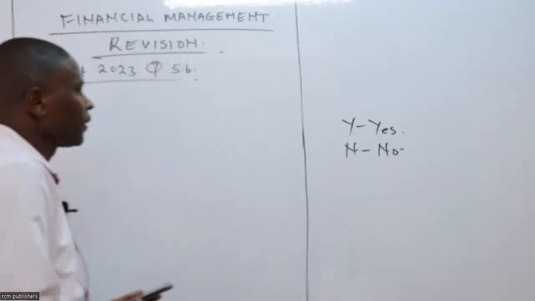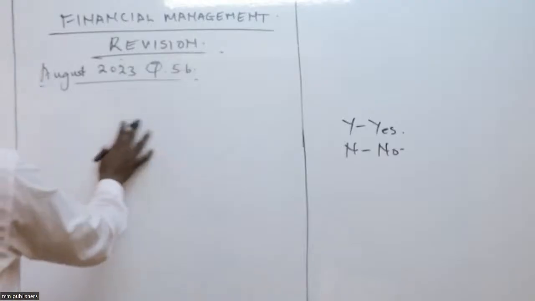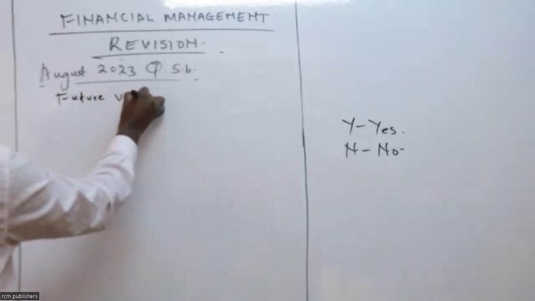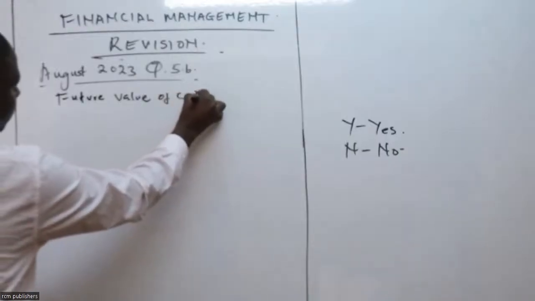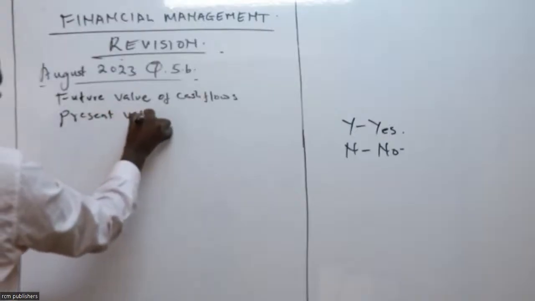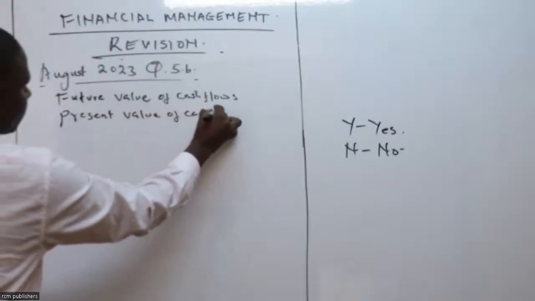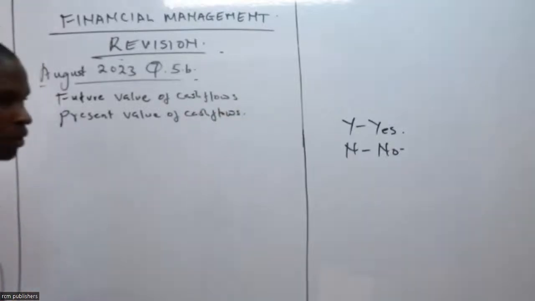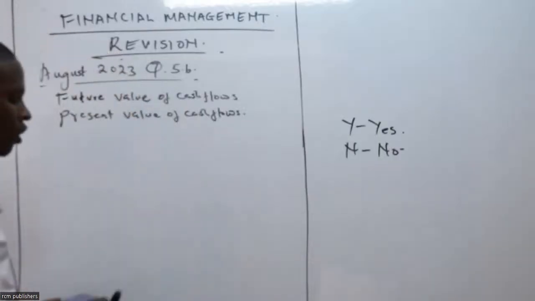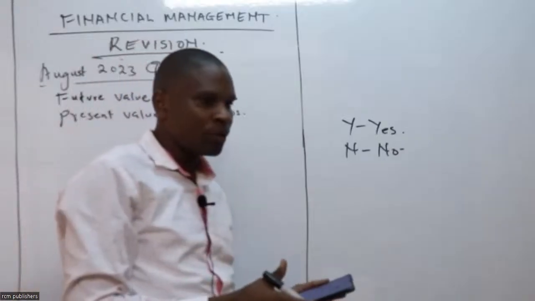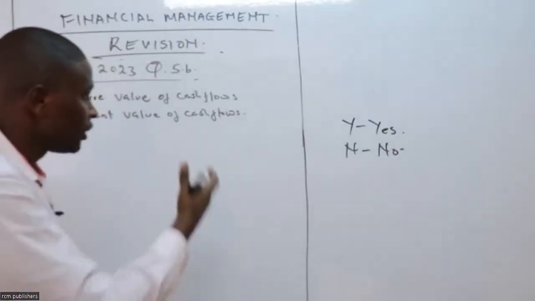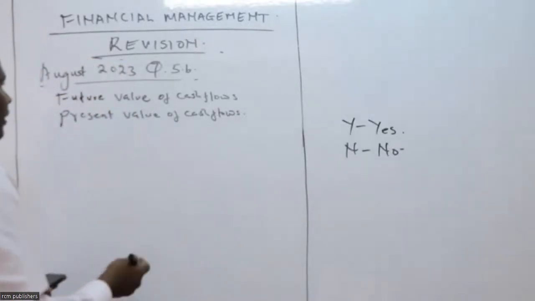So, under time value of money, there are two things that you need to remember: future value of cash flow and present value of cash flow. When we narrow down, you find that you'll be having regular cash flow and irregular cash flow in each.